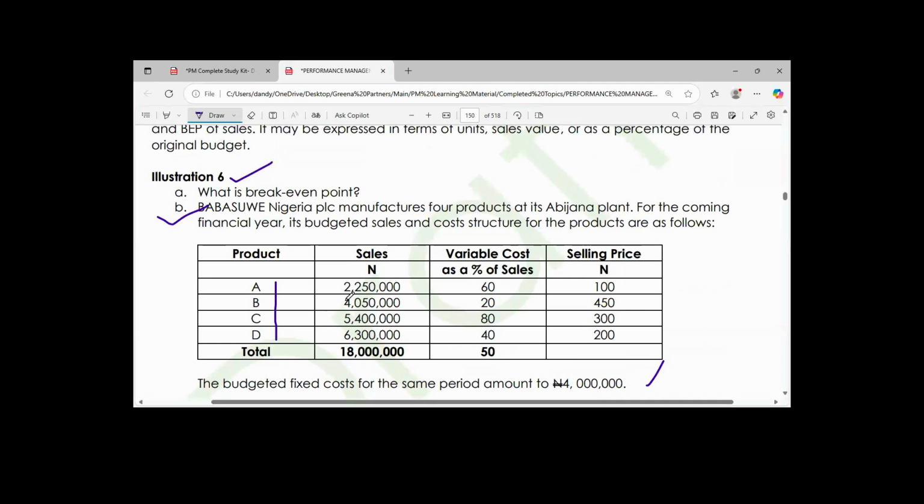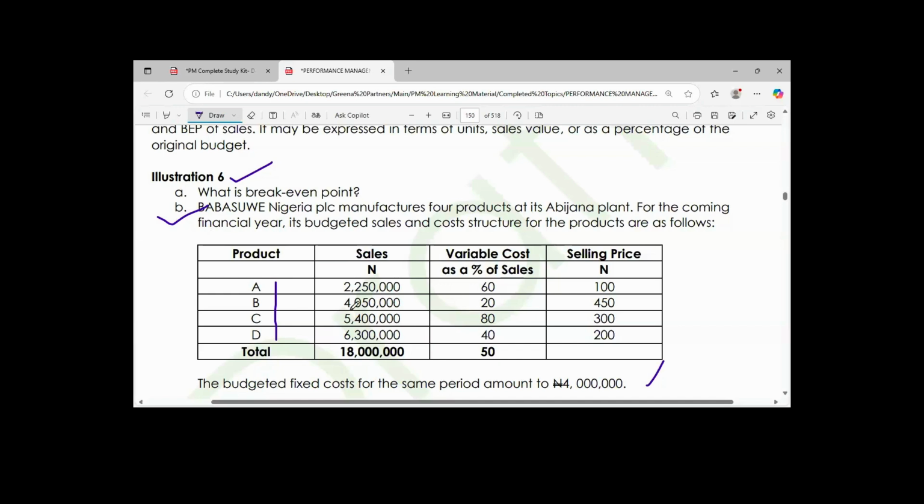So calculate break-even point for a multi-product organization. The first step you are going to carry out is to determine the overall contribution margin ratio. You calculate the overall contribution margin ratio. How do you do that? You are going to take the contribution of the entire organization. You are going to divide the contribution of the entire organization by the total sales value of the organization.